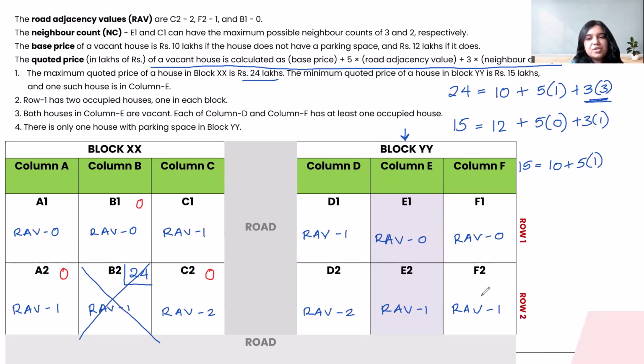So if I take F1 as the occupied spot, then F2 can be occupied or cannot be occupied. But if F1 is occupied, I know that D1 cannot be occupied because there's only one in this row which is occupied. So if F1 is occupied, D1 will be vacant, which means D2 will have to be occupied. If D2 is occupied, E2 already gets a neighbor. So I cannot have 0 neighbors for E2. And which is why E2 cannot be considered as the 15 lakh house. So we have our 15 lakh house from block YY as well, which is going to be E1.